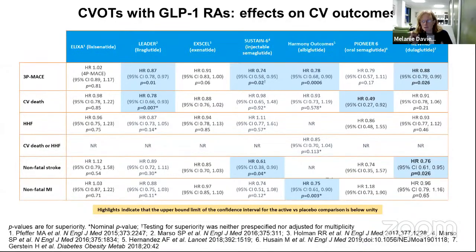Pioneer with oral semaglutide is a little bit unusual because it was only a 16-month study in a very small number. So the hazard ratio was in the right direction, but it wasn't a significant reduction. Really only liraglutide was powered to show significantly a reduction in cardiovascular death. Again, oral semaglutide showed quite an impressive result, but it was not powered to show it, and we can't apply a p-value to that hazard ratio.